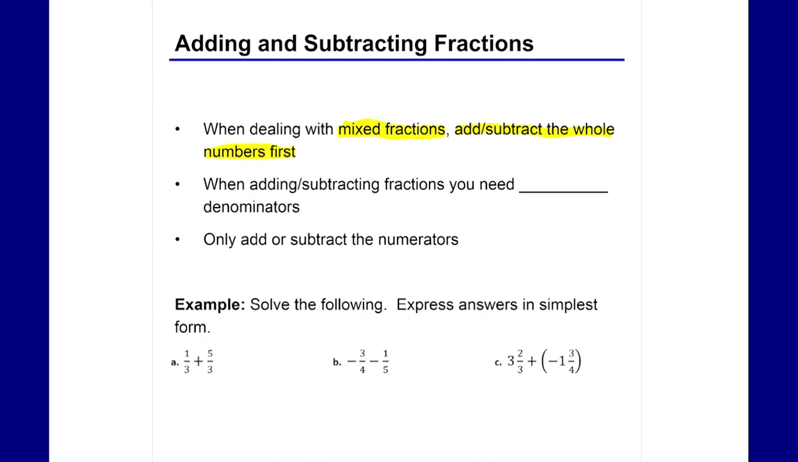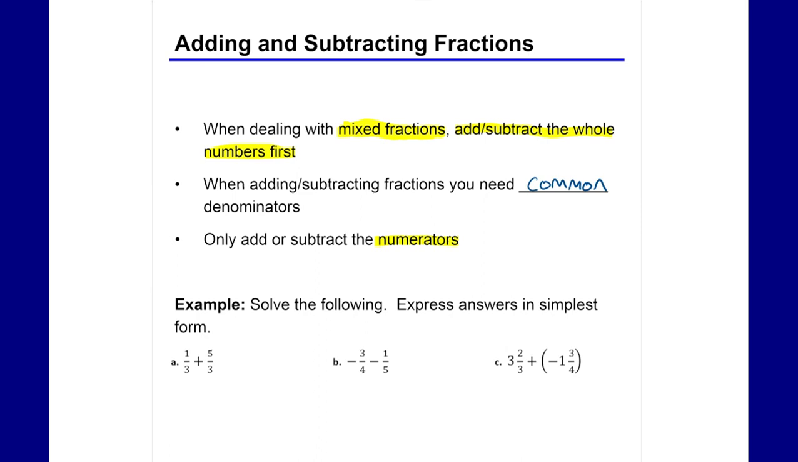When adding or subtracting fractions, we need common denominators. So we need to make sure that the lower number or the bottom number of the fraction is the same. In some cases, we might have to change a fraction by multiplying or dividing to make it larger. Ideally, it would be nice if the denominators were always the same, but that's not going to be the case. And then once we have common denominators, we only add or subtract the numerators. We don't add the bottom numbers together.